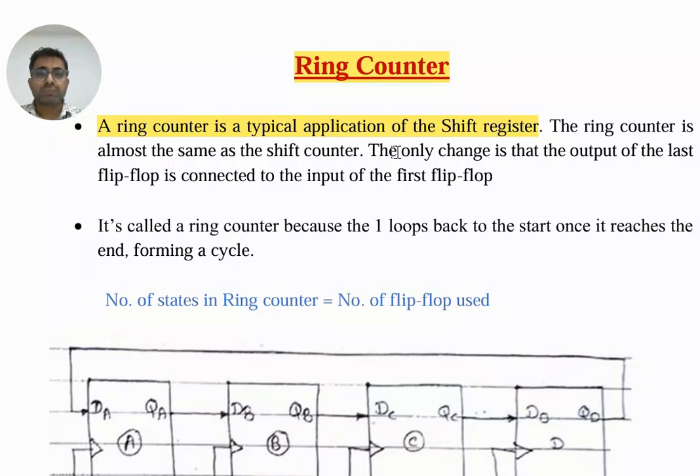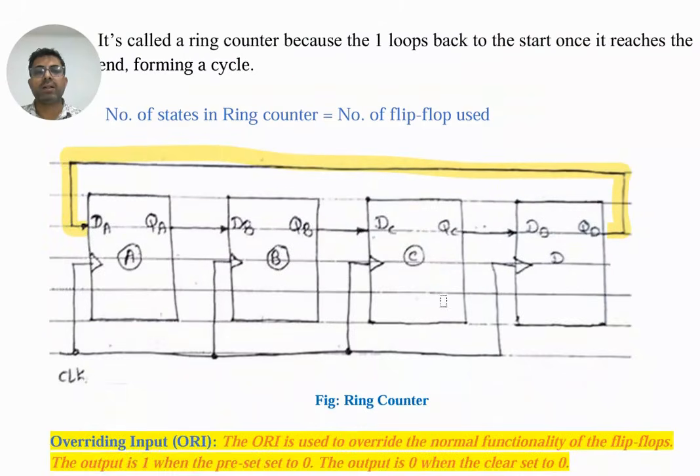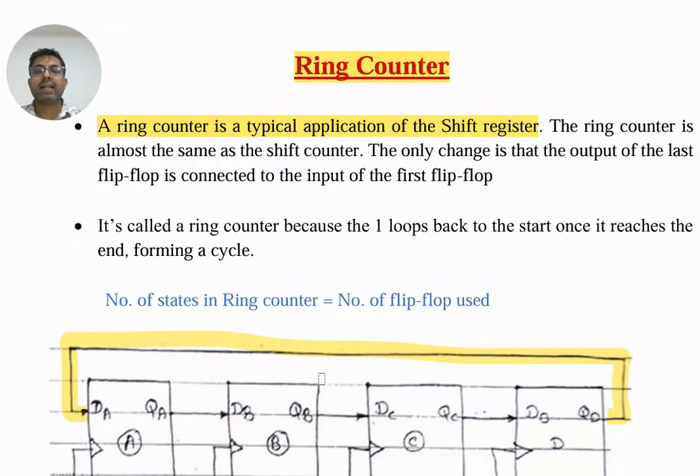Because there is only one change from the shift register: in the ring counter, the output of the last flip-flop is connected as an input to the first flip-flop. That is the only change. If you compare the serial in serial out shift register diagram and this diagram, there is only this change. Right?